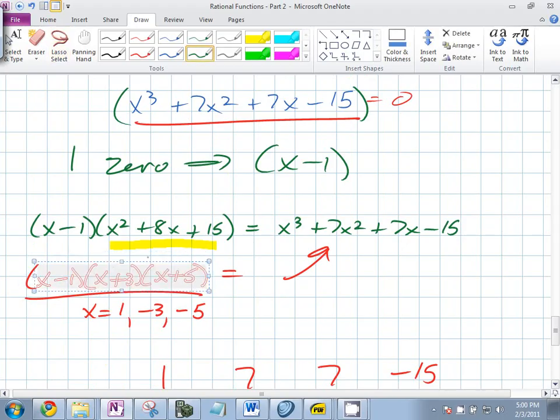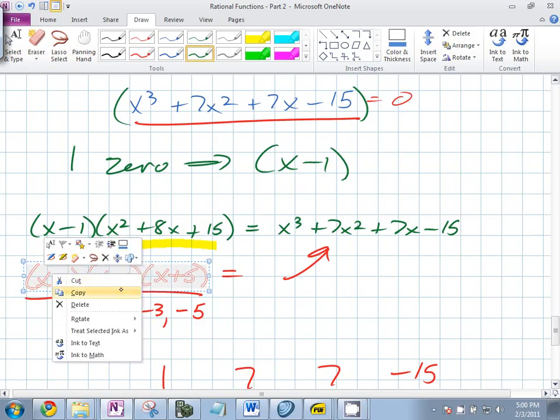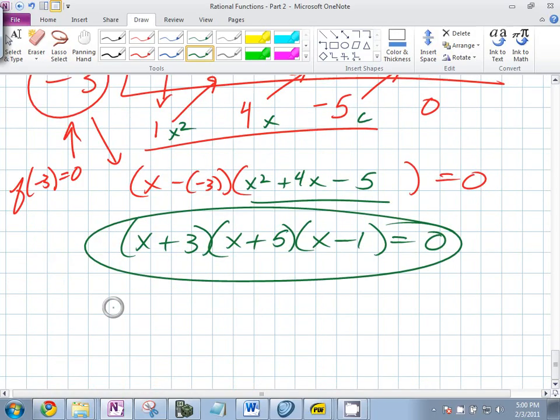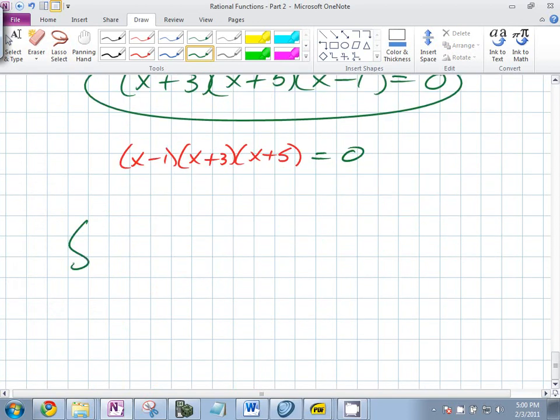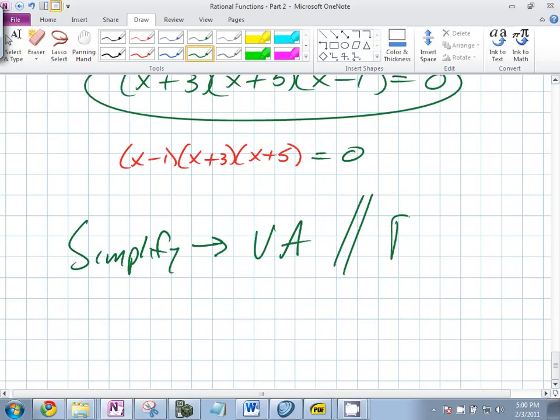So are there different orders? Can you test different things in different orders? Absolutely. But the whole point of this is, once we factor, it's much easier to simplify. And if we can simplify, we can generate the vertical asymptotes and the removable discontinuities.